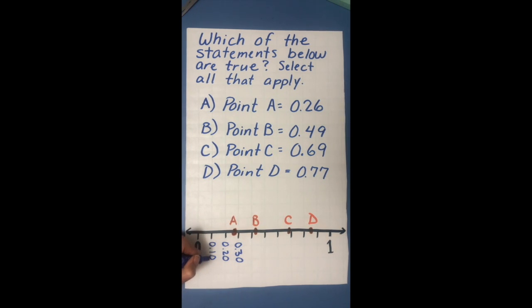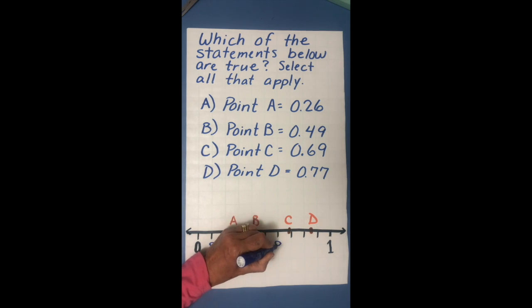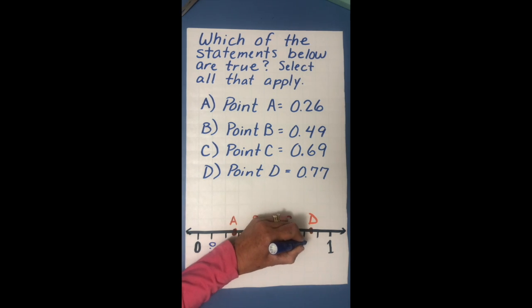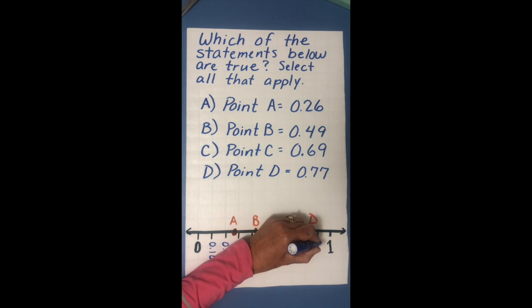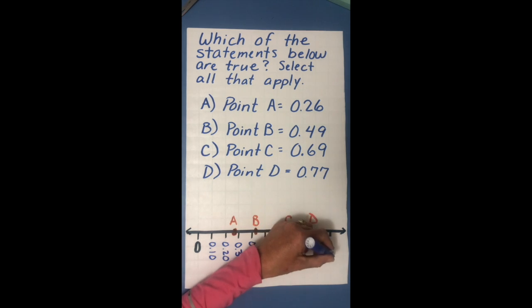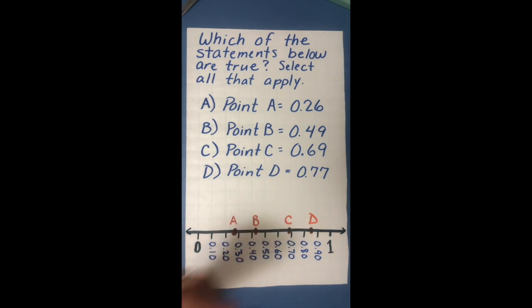So this is 0 and 10 hundredths, 0 and 20 hundredths, 0 and 30 hundredths, 0 and 40 hundredths, 0 and 50 hundredths, 0 and 60 hundredths, 0 and 70 hundredths, 0 and 80 hundredths, 0 and 90 hundredths, and then we get to 1 whole, right?